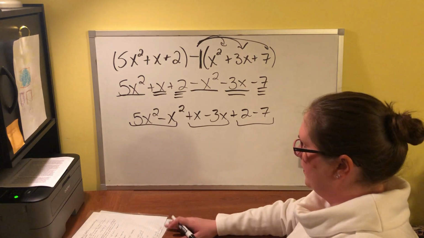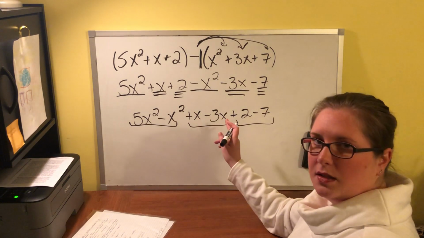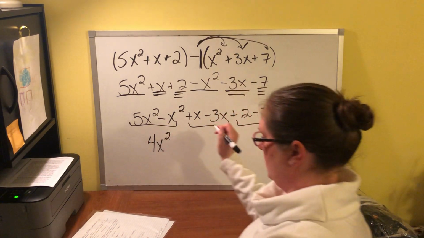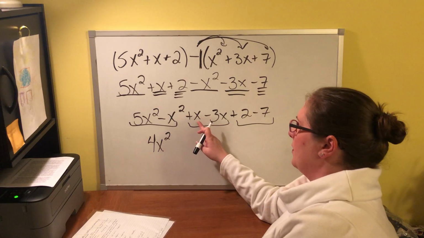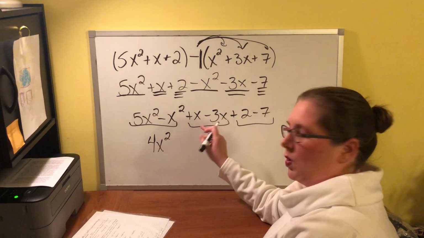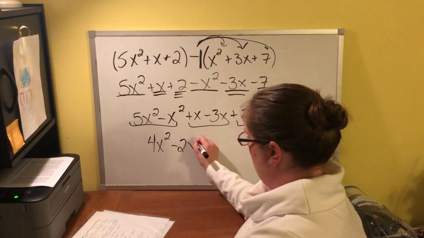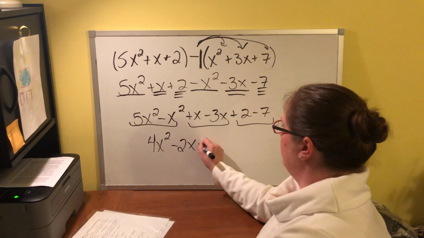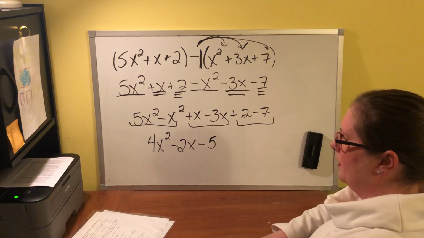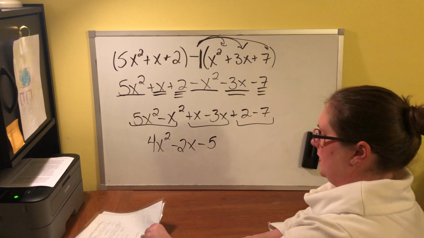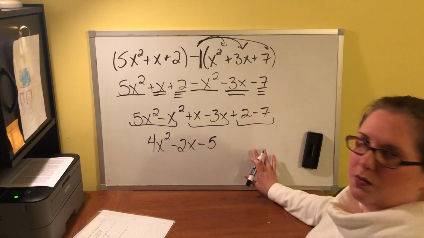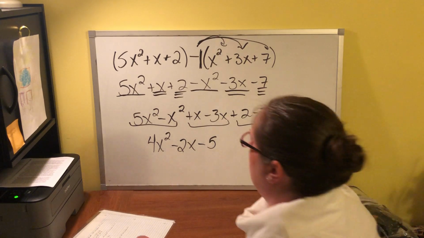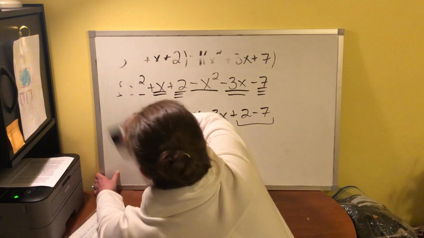And we're going to go ahead and simplify. So 5x squared minus x squared. So 5 minus 1 gives us 4. Keep the x squared. Okay? Now I have a positive 1x minus 3x. So 1 minus 3, negative 2x. Okay? Now I have 2 minus 7. 2 minus 7 is negative 5. So 4x squared minus 2x minus 5 is your final answer for this one. Okay? All right. Let's do another with the subtraction.